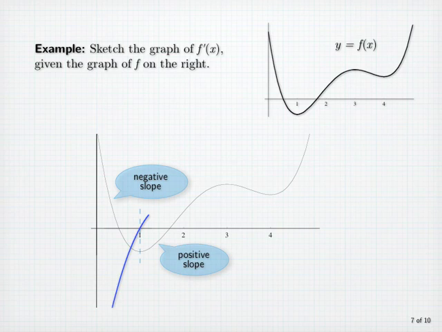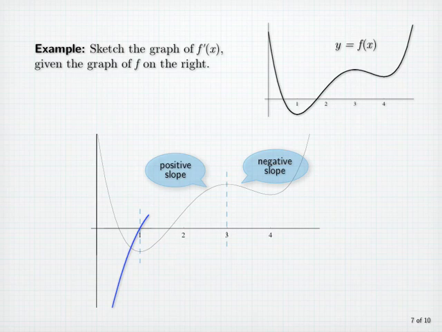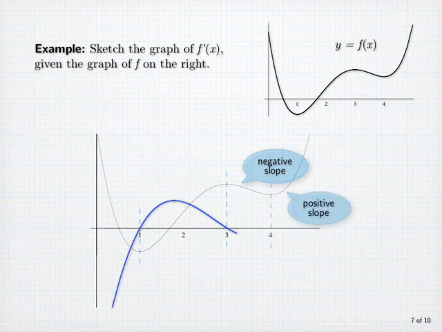It has negative values between 0 and 1, crosses the x-axis as values become positive to the right of 1. Now the slope of the graph of f remains positive up to x equals 3, where it becomes negative. So the graph of the derivative should look something like this. It stays above the x-axis until x equals 3, to the right of which the values of f prime become negative. To the right of 4, the slope becomes positive again.